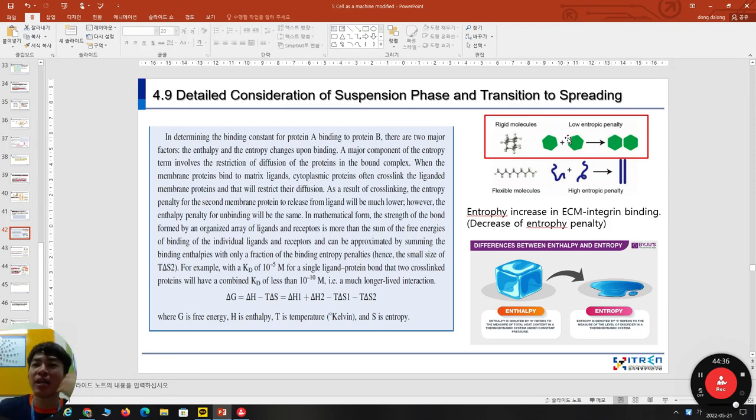So why are integrin sets clustered? From an energy point of view, this is more energetically satisfactory from the physics. So entropy increases. Entropy increases in ECM-integrin binding, which means a decrease of the entropy penalty. Entropy is always going to drive in an increasing manner, right? Or, how can you say, randomness is increasing in our body.